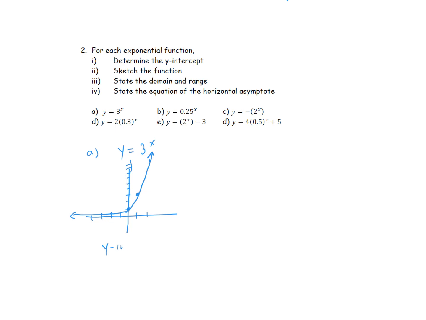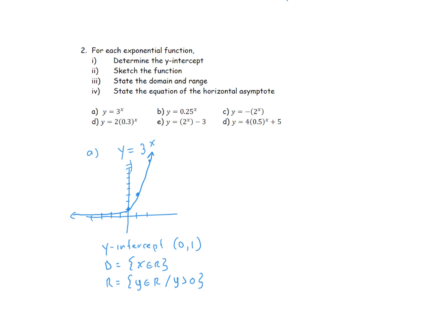The y-intercept is the value of y when x is 0. So when x is 0, y is 1. I've done the sketch. The domain we've talked about previously. The domain will be any real number. There are no restrictions. And the range, we know that the range can be any number, but we will not go below 0. So y will always be greater than 0.